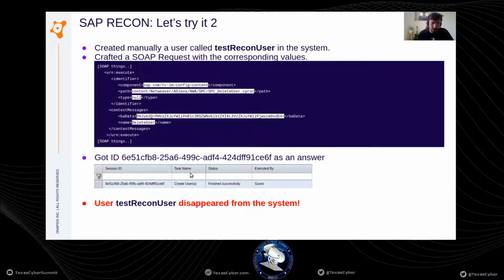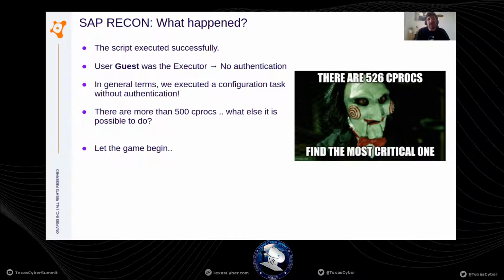We got an ID, and this ID says that it has almost the same name as the other one. It finished successfully, and when I went to the system to list all the users, test recon user wasn't there anymore. So what happened? Specifically, the script executed successfully, and we deleted a user. But in more general terms, what we finally did was we were able to execute a configuration task without any kind of authentication. And if you remember, we have 500 more configuration tasks, right? So at this point, I say, okay, now it's time to look for the most critical cproc, right?